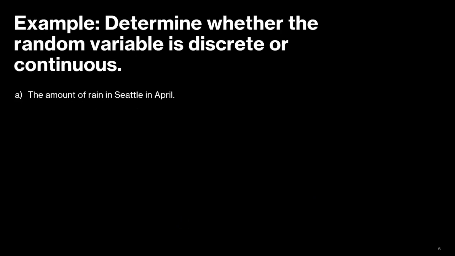So let's look at some examples of random variables, and we want to determine whether they are discrete or continuous. So if we wanted to measure the amount of rain in Seattle in April, and the key word here is measure, but think about your outcomes. If you measured the amount of rain in Seattle, you could get 1 inch, 2 inches, 3 inches, but could you also get possibilities in between 1 and 2, like 1.4 inches, 2.7 inches? Yes, you can. So if that's the case, this is a continuous random variable.